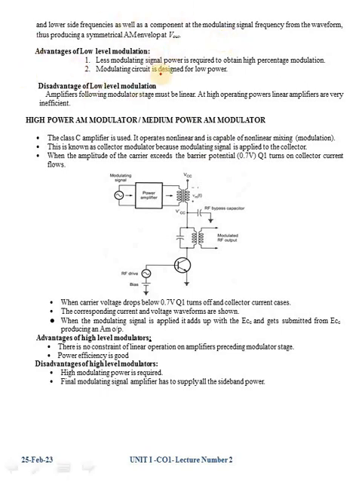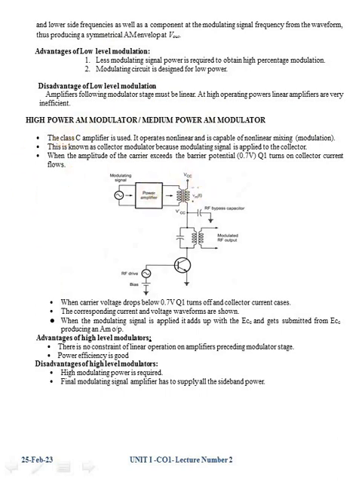The advantages of low level modulation: less modulating signal power is required to obtain a high percentage of modulation, and the modulating signal is produced based on the modulating circuit. As we said, it is for low power applications only that we can go for a non-linear modulator or low level modulator. The disadvantage of this low level modulator is that the amplifier following the modulator stage must be linear. At high operating power, linear amplifiers are very inefficient. So these are all the disadvantages of the low level modulator. That is why we are moving to medium power or high power AM modulators.